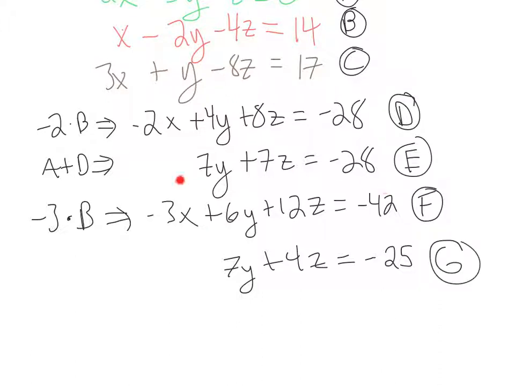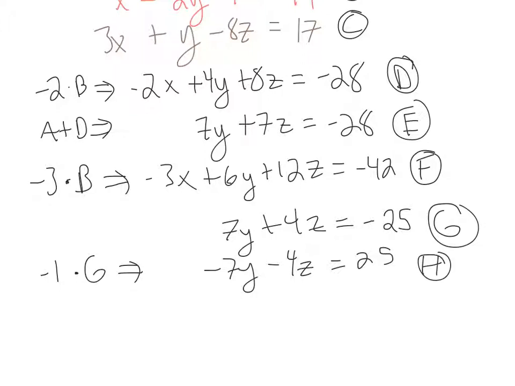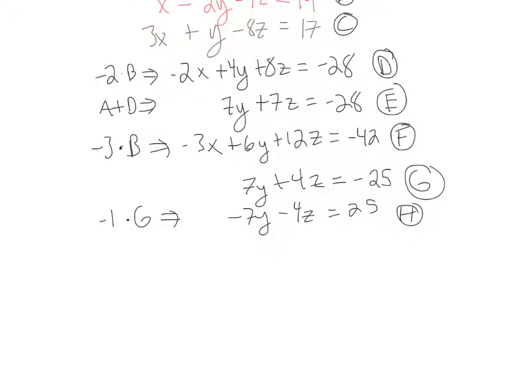Perfect. So now we've got two equations and two variables, E and G. Both are just in terms of y and z. And check that out. I can already kind of see that I should just be able to cancel out these 7 y's. I'm just going to take G and multiply it by a negative 1. So that would just become a negative 7y minus 4z equals 25. Call this equation H.